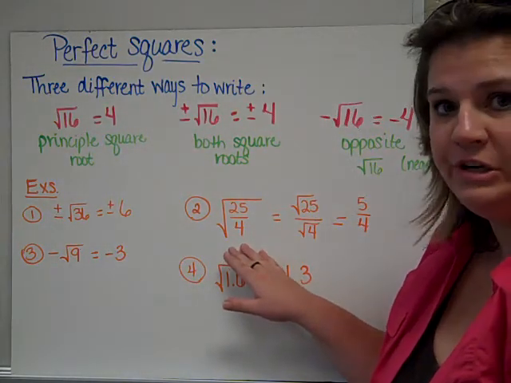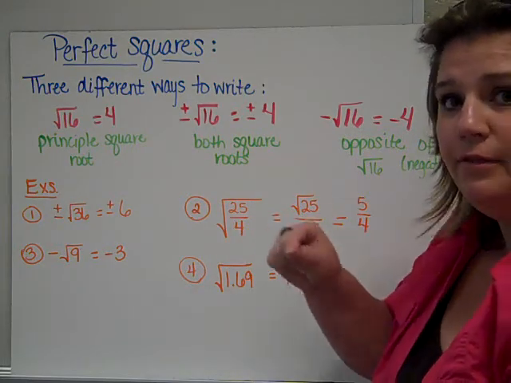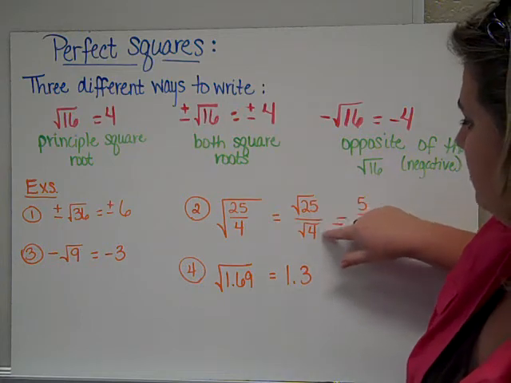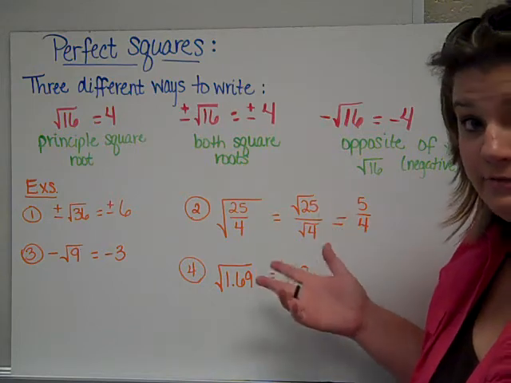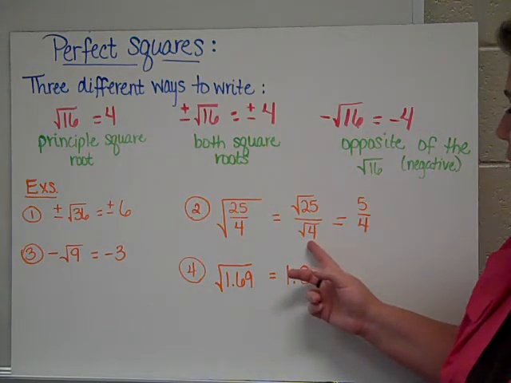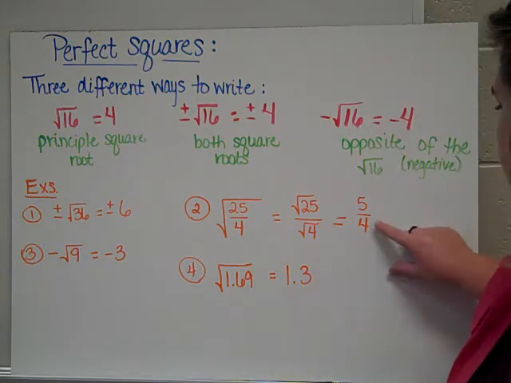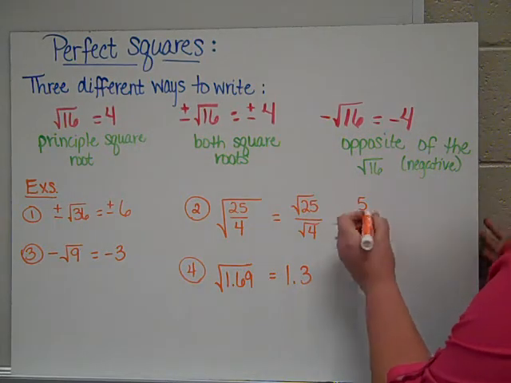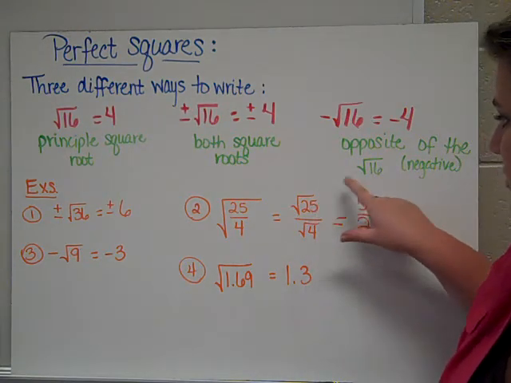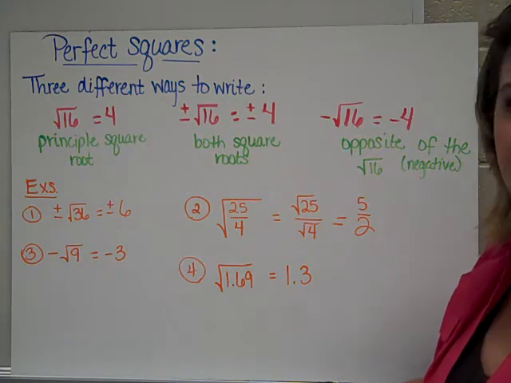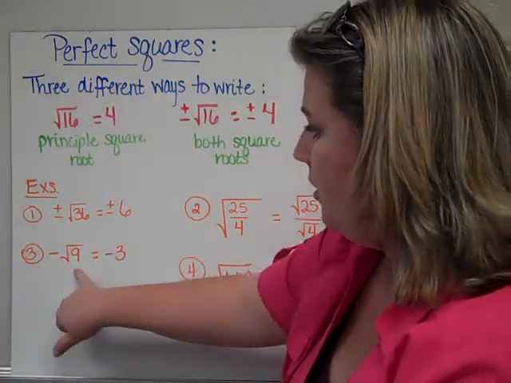Let's look at example 2. Notice I have a fraction here. When I take the square root of 25 over 4, we're going to break the radical up between the numerator and the denominator. Notice that the square root of 25 is 5, and the square root of 4 is 2. As you can see, they're both square roots, so we just separate it and simplify it that way.